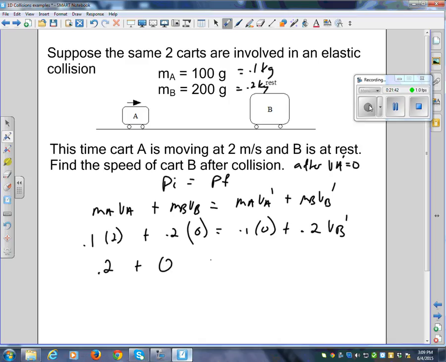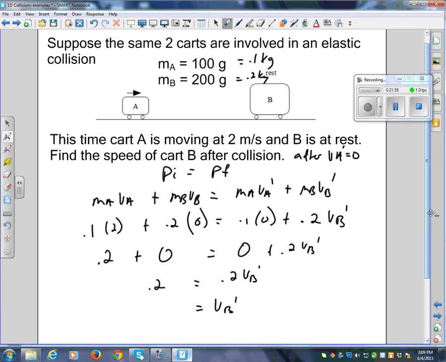Okay, okay. 0.2 VB prime, right? The zeros disappear. 0.2 VB prime. Hey, this is going to be easy. It's a whole lot of writing to get to 1.